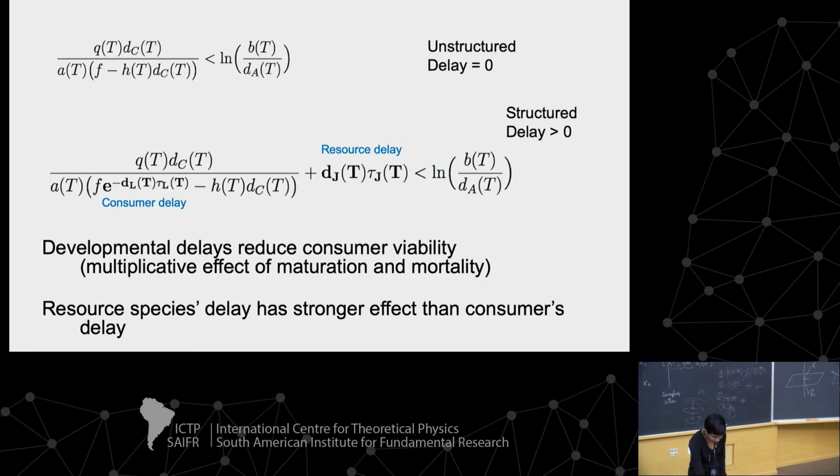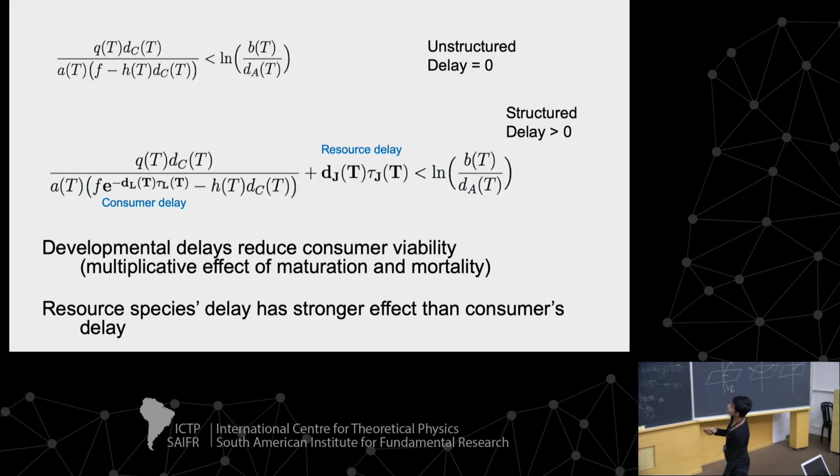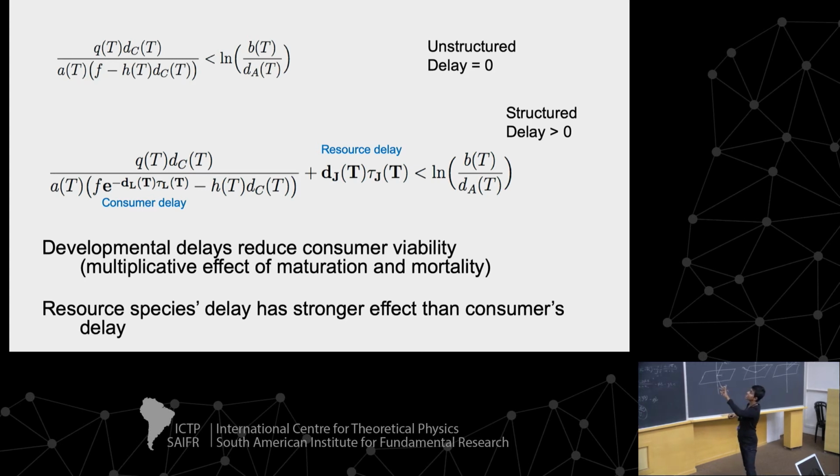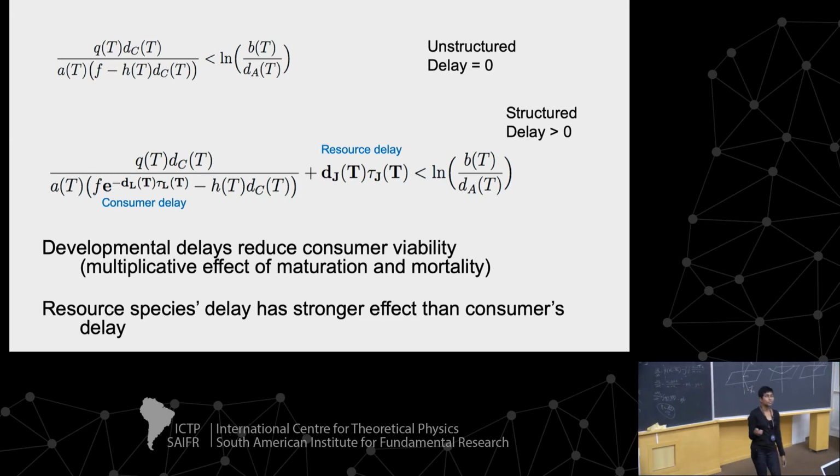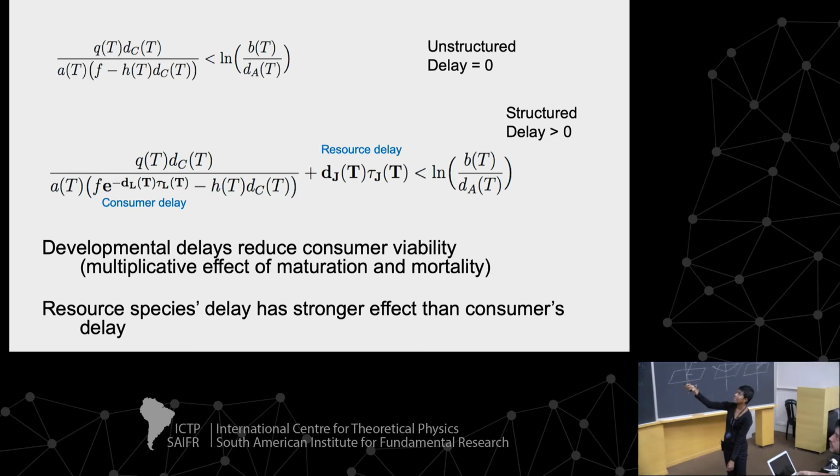Does it matter? So the important point is, now if you look at it, first of all, what you can see very clearly is that the developmental delays reduce the consumer's viability through this multiplicative effect of juvenile survivorship and juvenile maturation. Does everybody see that? You're adding something to this side, which makes it harder to satisfy that inequality. Obviously, that's a positive thing, right? Because you can't have a negative survivorship.